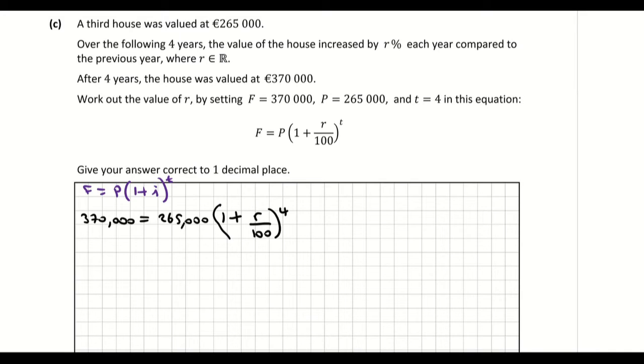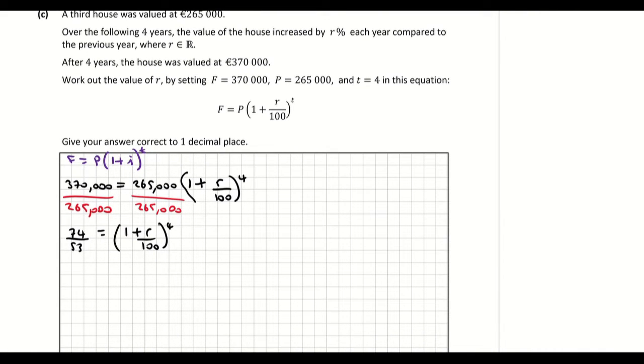First thing I'm going to do here is I'm going to divide both sides by the 265 in order to get rid of it from the right hand side. So dividing both sides by 265, which will give us 74 over 53 when we type it into our calculator and simplify it. You can turn it to decimal if you want, is equal to 1 plus R over 100 to the power of 4.